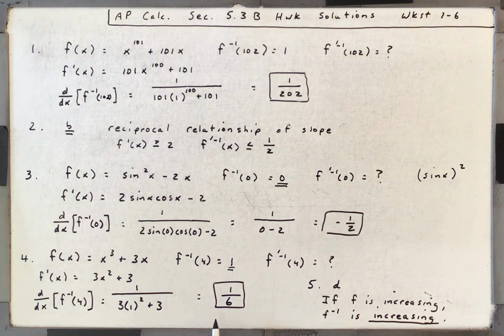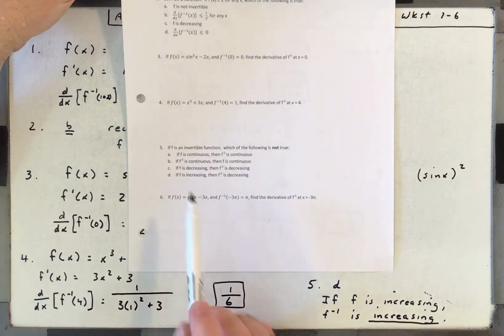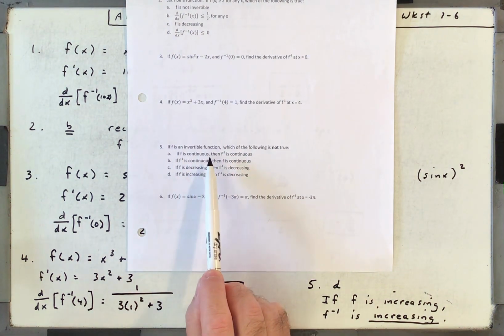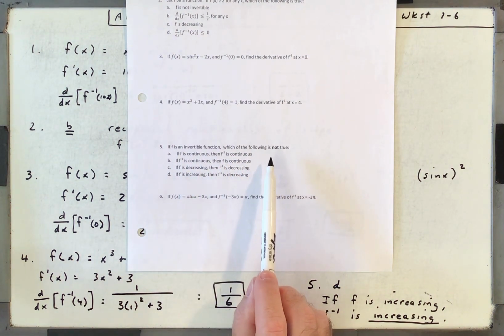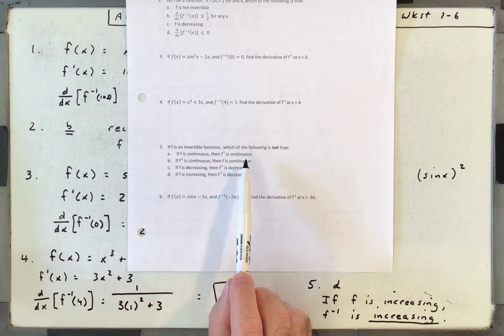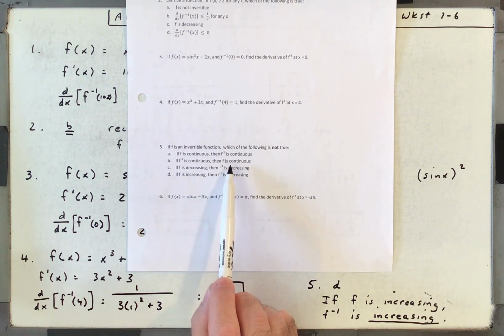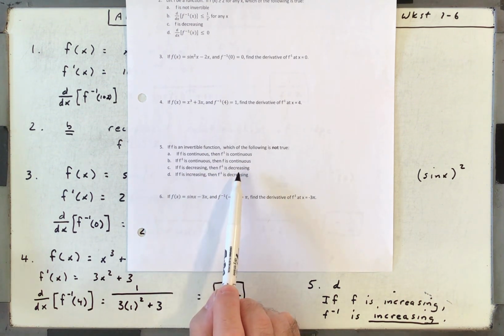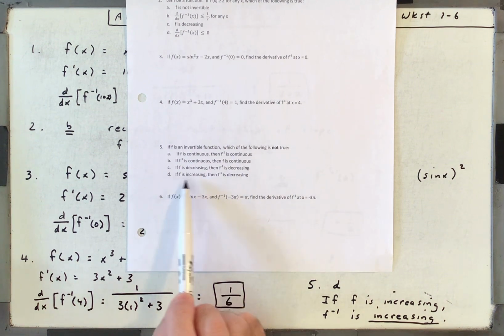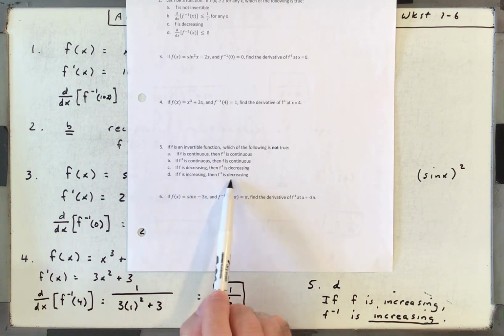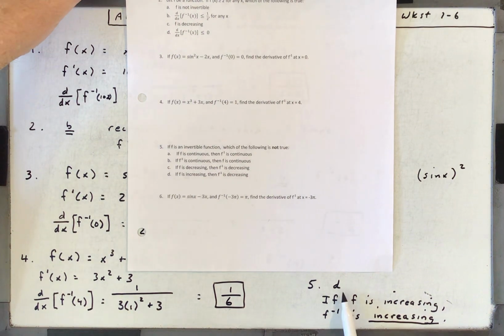All right, number 5, just looking through those, if f is an invertible function, which of the following is not true? A is true if you'll look at your notes from this section. B is true. C is true. D is not true. If f is increasing, then the inverse must be increasing. So the answer is D.